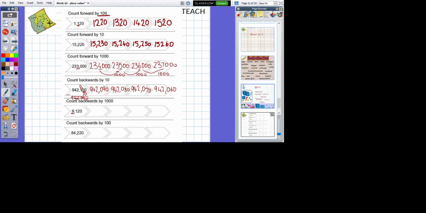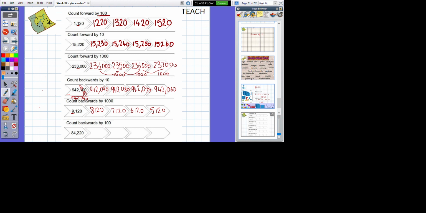Okay, and then we've got count back by thousands. So that means our number is getting smaller again. So I've got 8,120, 7,120, 6,120, and 5,120. Remembering that we are just looking at that place value column unless we need to bridge another place value column. And then finally, for the last one, we are counting backwards by 100.